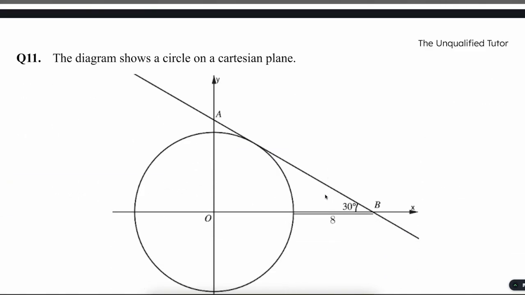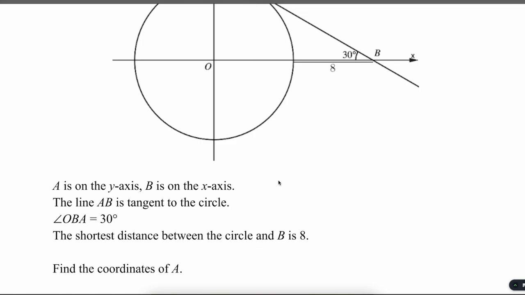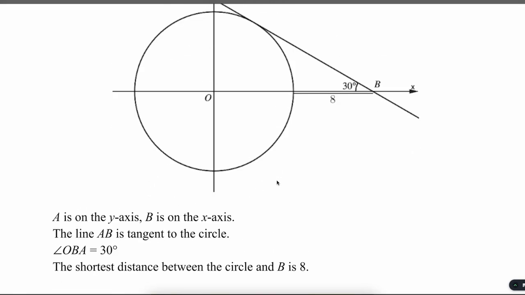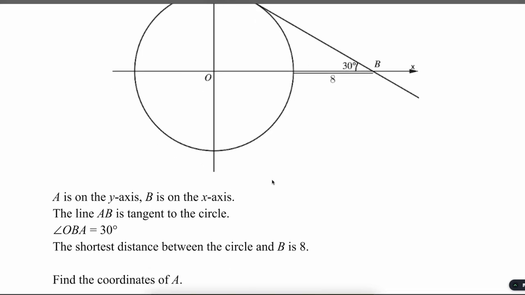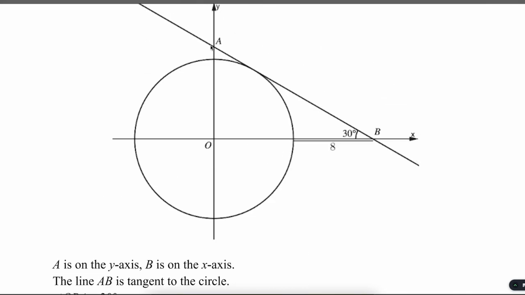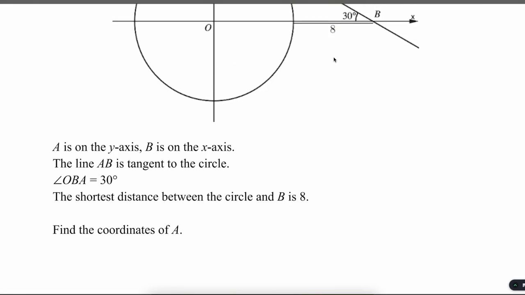The diagram shows a circle on a Cartesian plane. A is on the y-axis, B is on the x-axis, and the line AB is tangent to the circle. OBA is 30 degrees. The shortest distance between the circle and B is 8. Find the coordinates of A. So we just got to find these coordinates here. And we're told that this is 8.